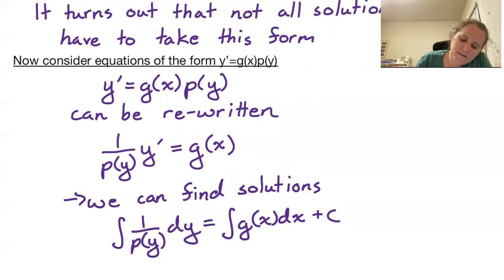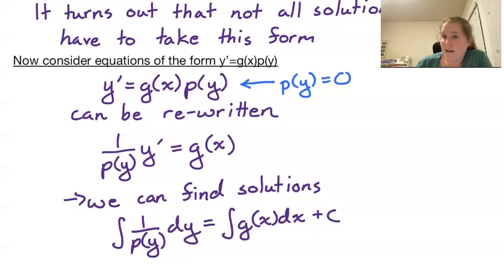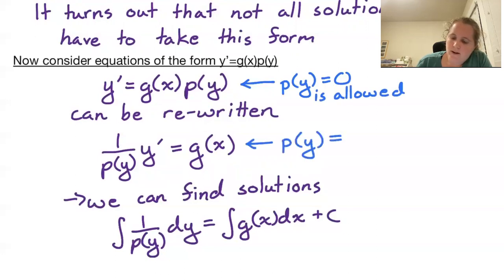So in this line, the first original equation, y prime equals g of x times p of y, p of y equaling 0 essentially is allowed, right? In the second equation, this equation no longer makes sense when p of y equals 0. And so p of y cannot equal 0. Our solutions don't apply in that case. So we lose potential solutions involving places where y would satisfy p of y equals 0.